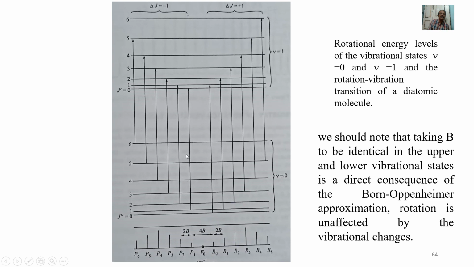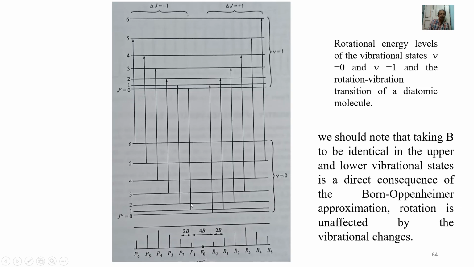The left hand side is for del J equals -1, the right hand side is for del J equals +1. The left hand side is for P branch, the right hand side is for R branch, and at the center where del J equals 0, this is for Q branch. And what is the selection rule? So look at the selection rule. It is del J equals -1. We'll have the first one.